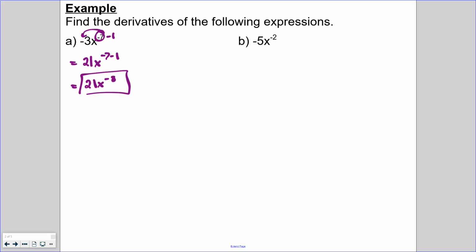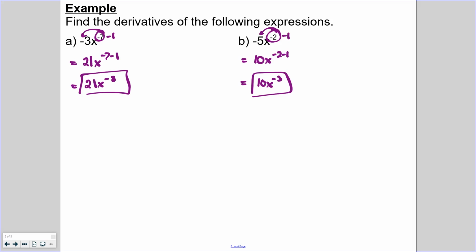For letter B, we have negative 5 times x to the negative 2 power. We'll take that negative 2, multiply it by the negative 5 to give us 10x, and then we'll subtract 1 from the exponent, leaving us with 10x to the negative 3rd power. And there you have it, power rule with negative exponents.